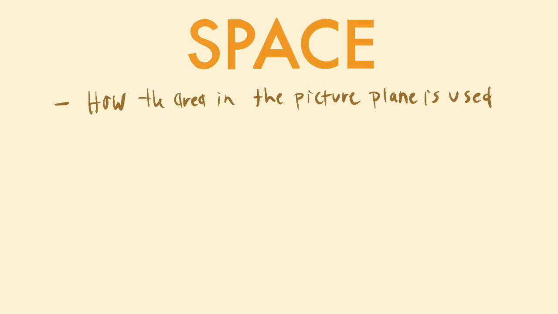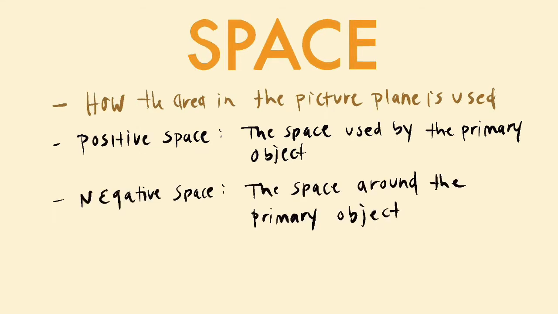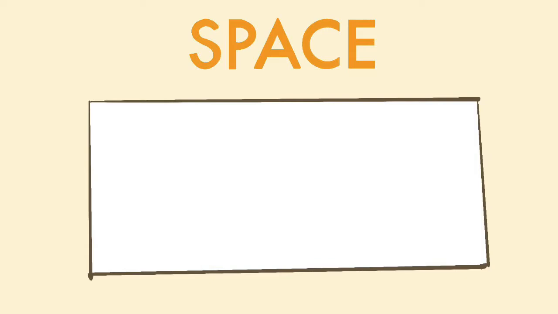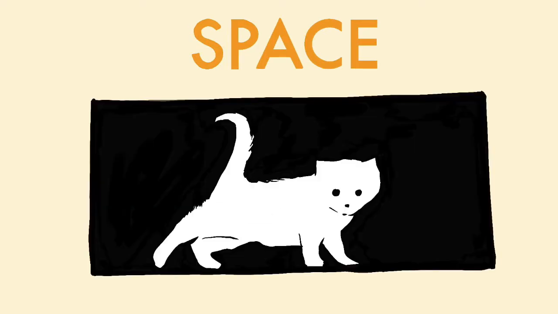Space is how the area in the picture plane is used. There is positive space, which is the space used by the primary object, and negative space, which is the space around the primary object. For example, here the primary object is the hand in black, so it is the positive space. The white space around the hand is the negative space. In this example, the cat is the primary object and is the positive space, while the black space around it is the negative space.